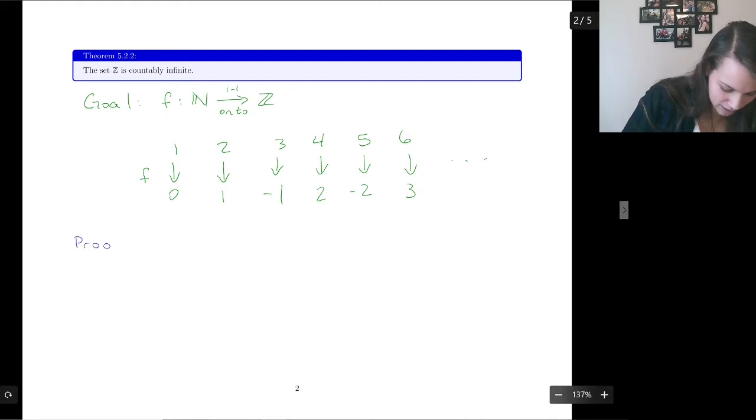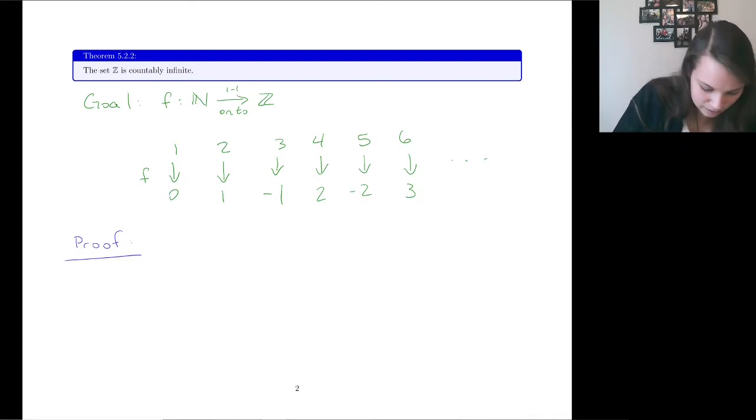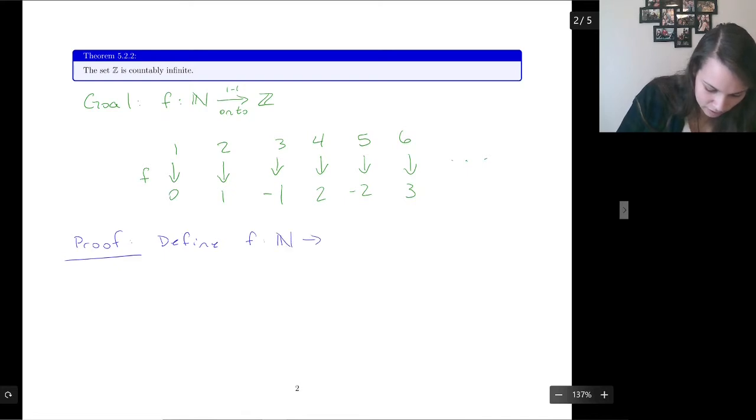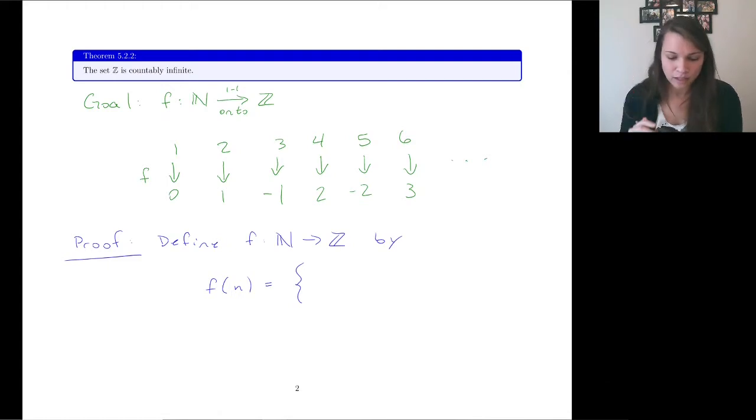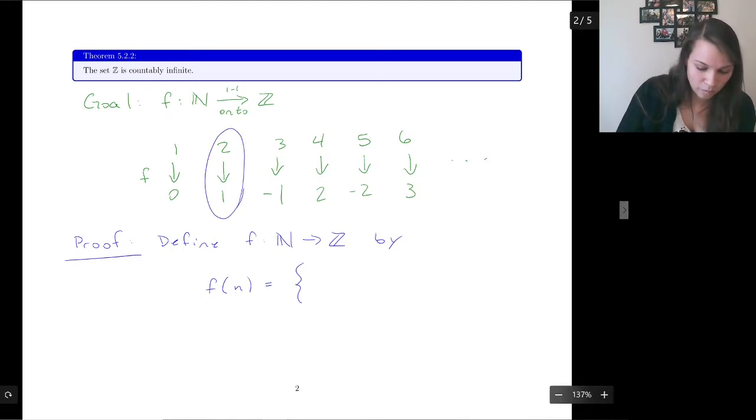So how do we write this formally? Proof. We're going to define a function f from the natural numbers to Z by, f of n is going to equal some piecewise function. Let's take a closer look at how we're going to define this. Let's first look at the positives. So positive 1, positive 2, positive 3.